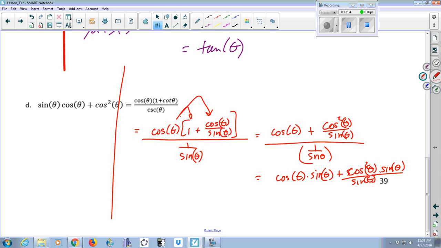And then if I multiply the bottom by sine theta, what do I get? 1. All right, so on top I get the cosine of theta times the sine of theta plus cosine squared of theta. I'm getting really hopeful. Boy, I'm just a big happy pre-calculus student, because I'm done.